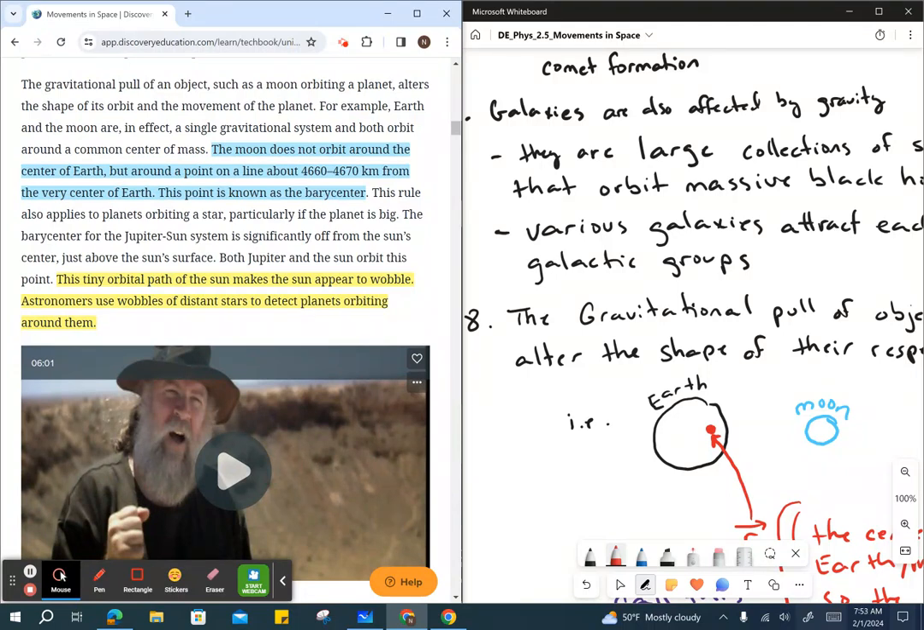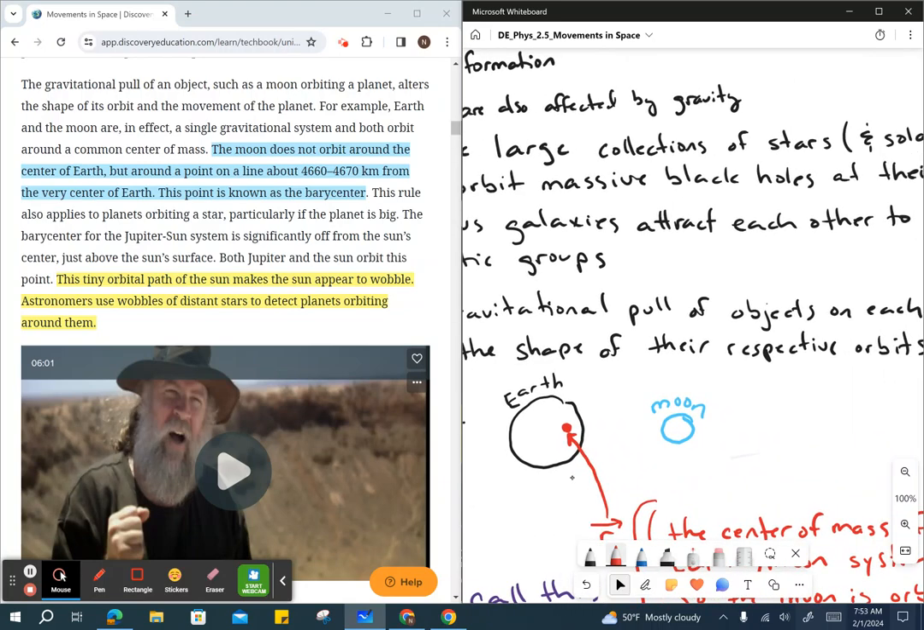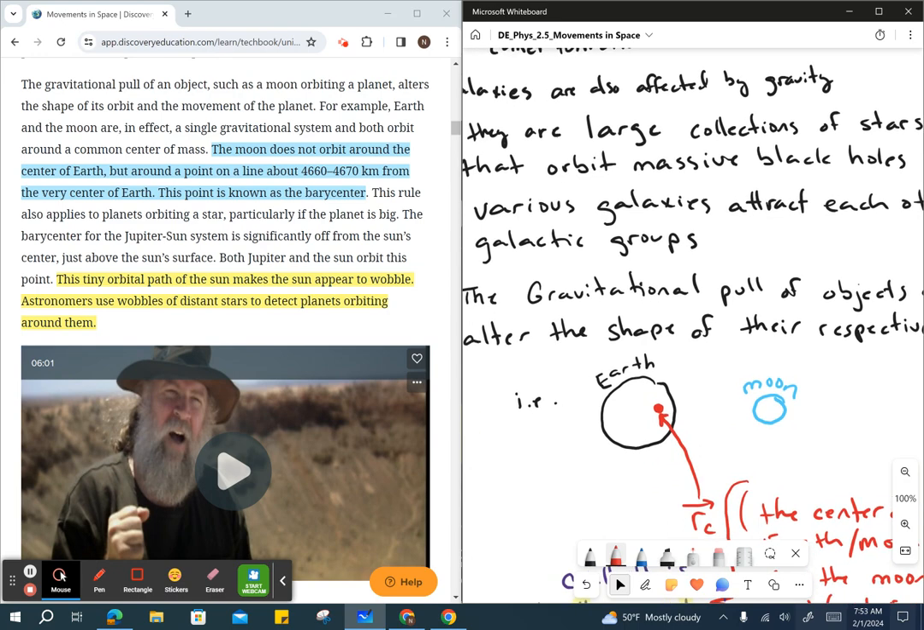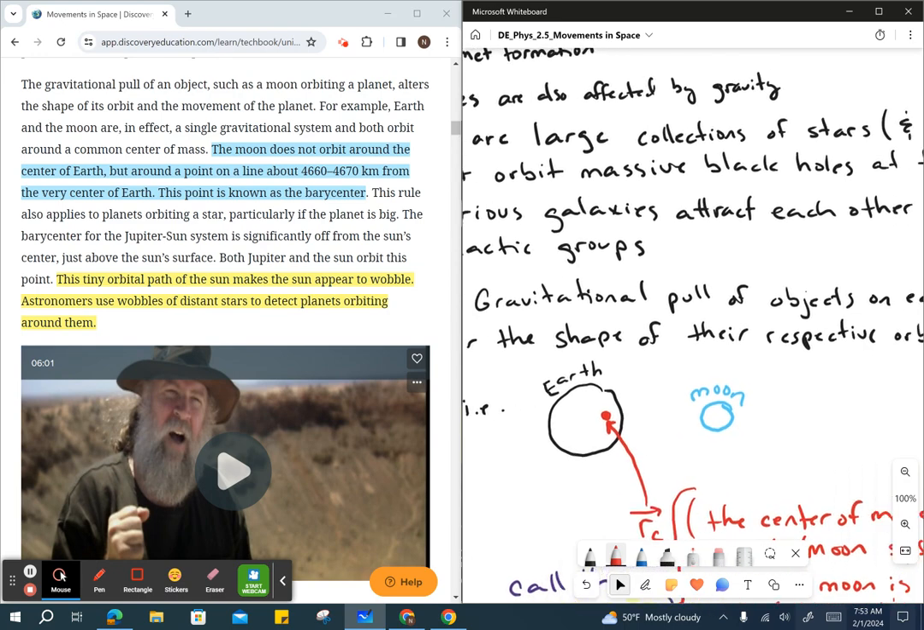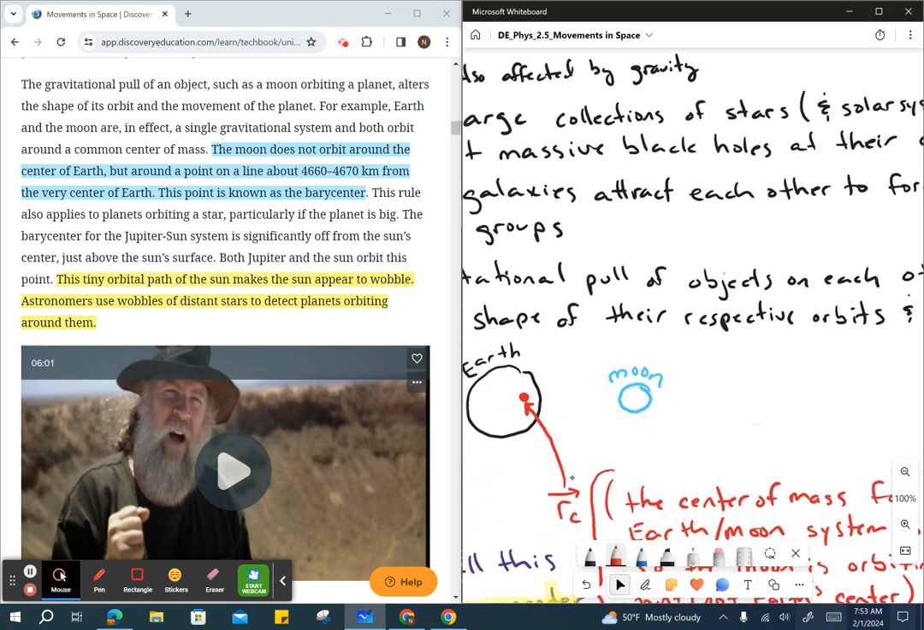Okay, so the gravitational pull, number 8, of objects on each other can alter the shape of their respective orbits and movements.